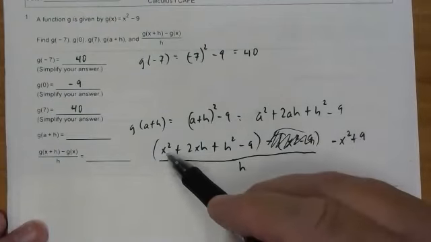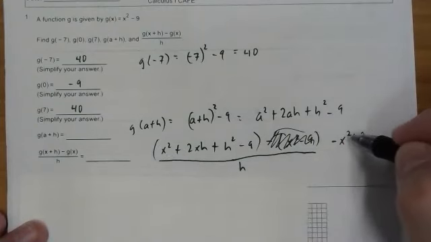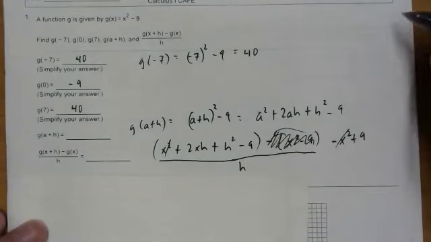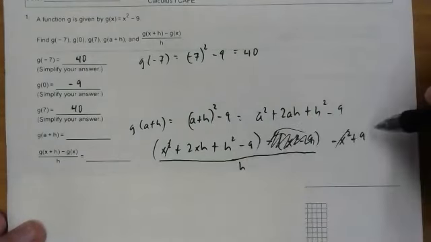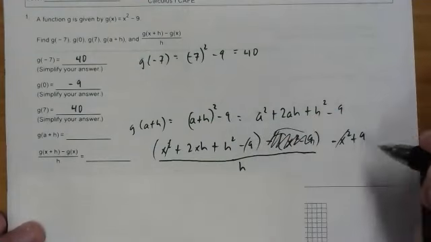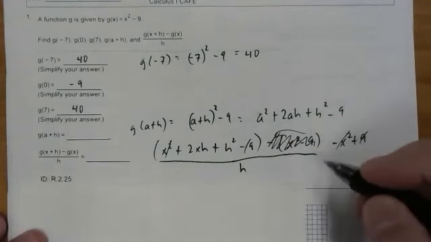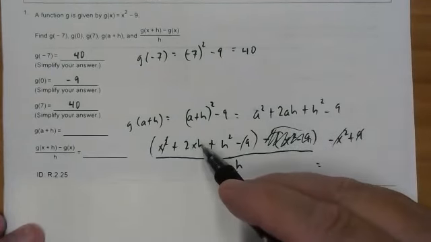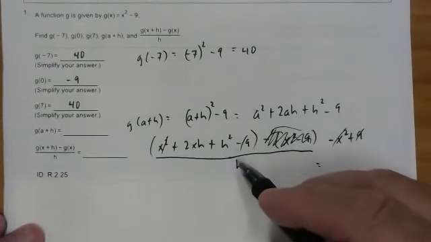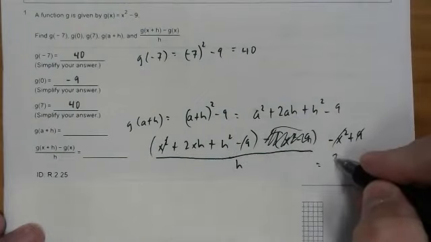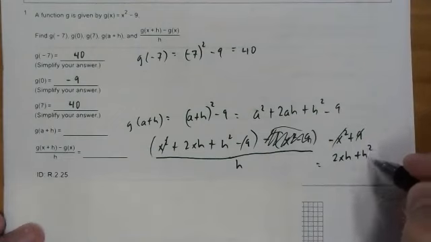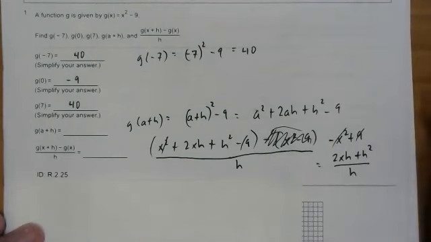So if you look at it, I've got an x squared here and a minus x squared. Those, when you add them together, equal 0, so they cancel out. I've got a negative 9 and a 9. Those cancel out. So what you're left with, if I can make room here, is 2xh plus h squared over h. 2xh plus h squared over h.